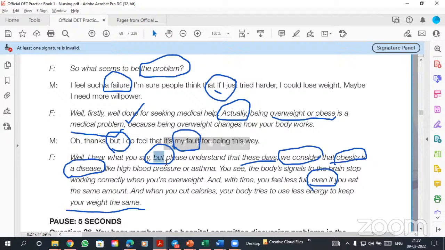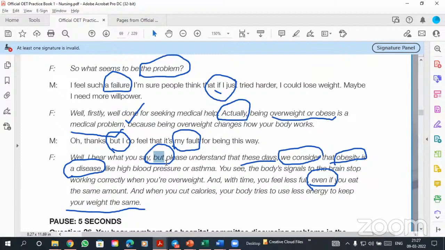"No, but I feel like this." That means "but" means no. "Okay, thanks, but I feel like this." "But" means I don't agree with you. "Okay, thanks for what you say, but I feel..." That means I don't agree with your words.